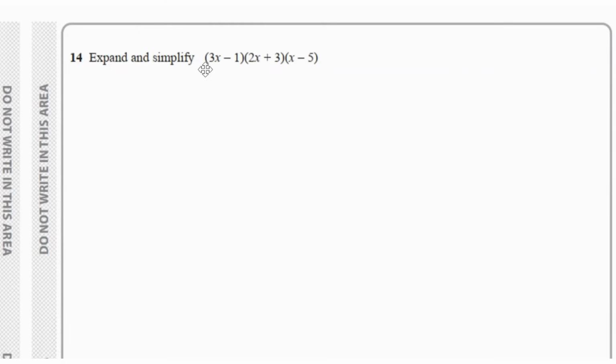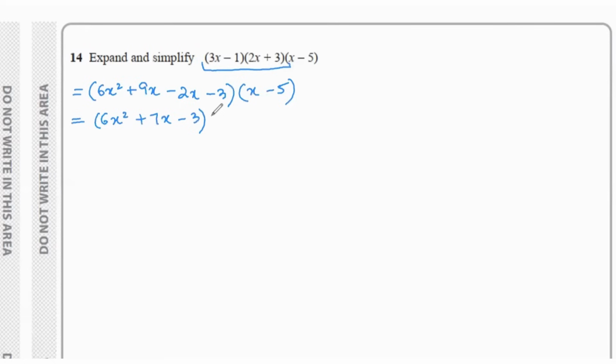So I'm going to begin with expanding the first two brackets. That's going to be 3x times 2x is 6x squared. 3x times 3 is 9x. Minus 1 times 2x is negative 2x. Minus 1 times 3, negative 3. So that's 6x squared plus 7x minus 3, times the bracket x minus 5.